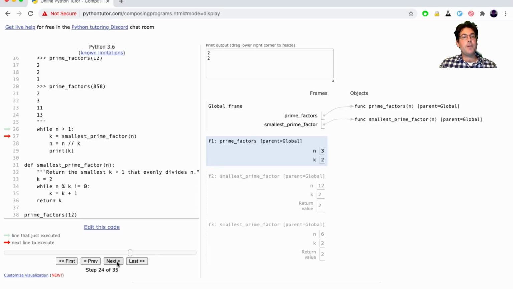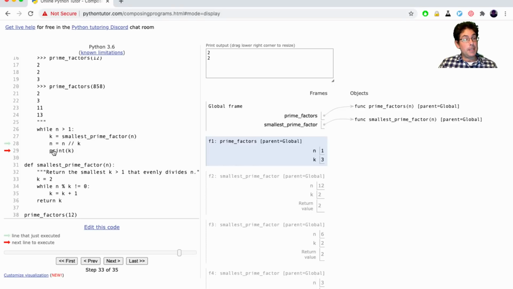So we call smallest prime factor on 3. That's another call to smallest prime factor, this time with n equals 3. Here we can see this loop do some work. K starts out at 2, but since 2 doesn't evenly divide 3, it changes k to 3. 3 does evenly divide 3, so we return 3, and watch what happens here. N is set to 1, because we divided 3 by 3.